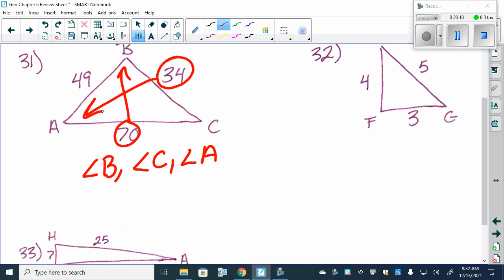Any other questions on 31, 32, or 33? So would 32 be angle A? Yes. Angle F, angle G, and angle E.